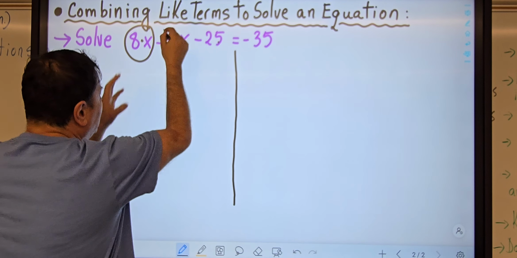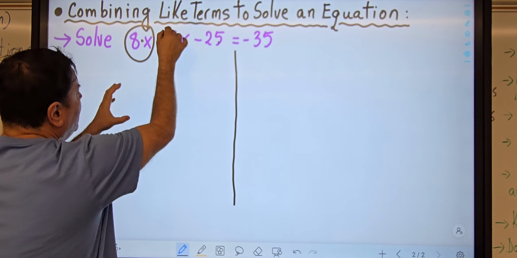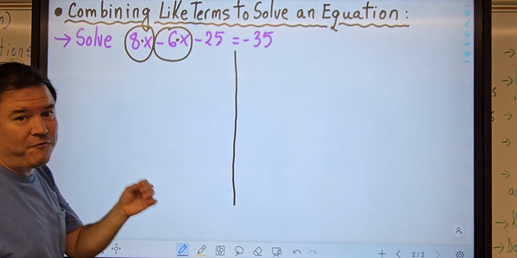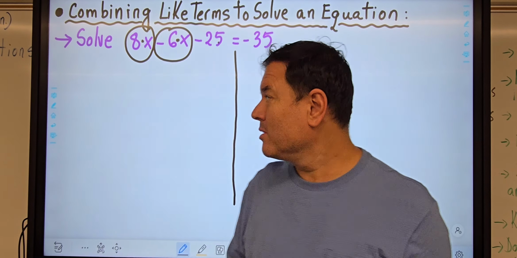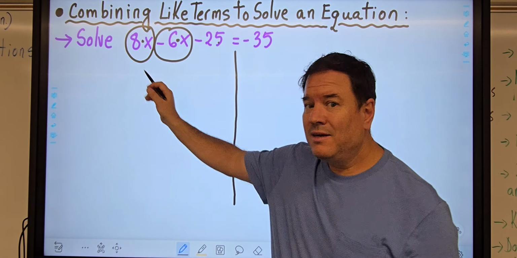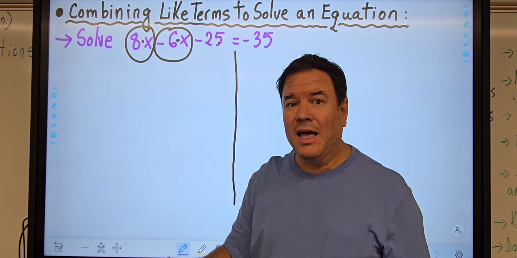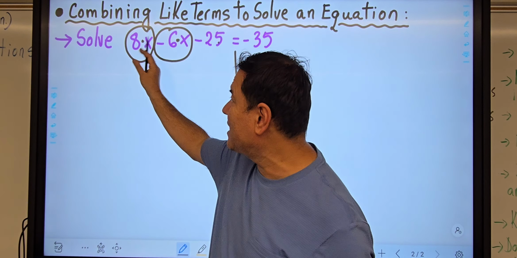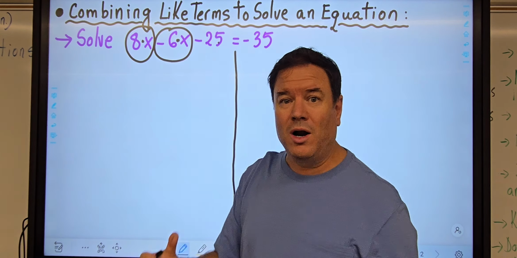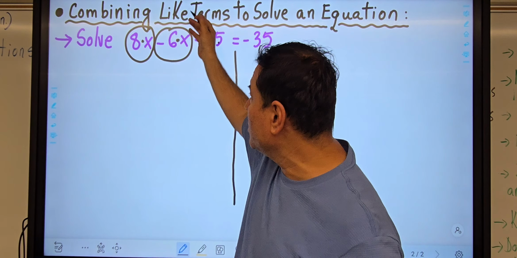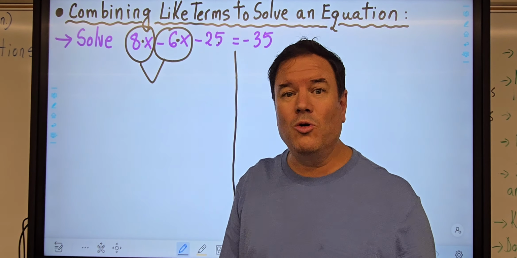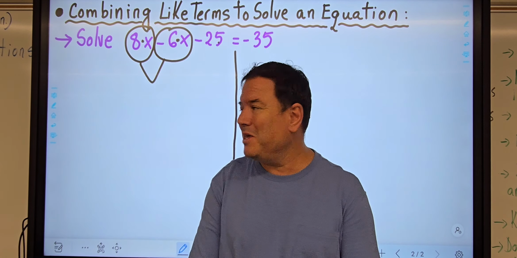Again, negative 6 and x are glued together. And both of these terms have the x in it. Therefore, they are like terms. One more time, 8x and negative 6x are like terms because both of these numbers have the x attached to them. Therefore, they are like terms. x to the power of 1, both of them. So we can combine them together in order for us to solve this equation.